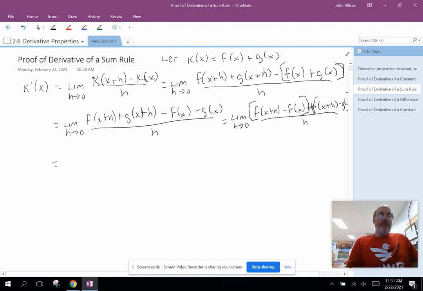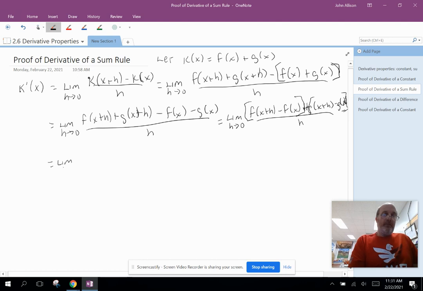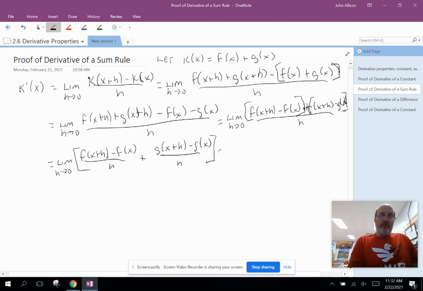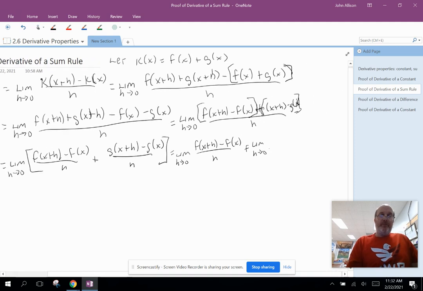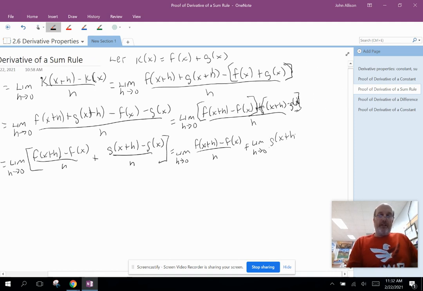all over the same denominator, which means I can split them into two fractions. So this is the limit as h goes to 0 of f of x plus h minus f of x over h plus g of x plus h minus g of x over h, which is the limit as h goes to 0 based on limit properties of f of x plus h minus f of x over h plus the limit as h goes to 0 of g of x plus h minus g of x over h.